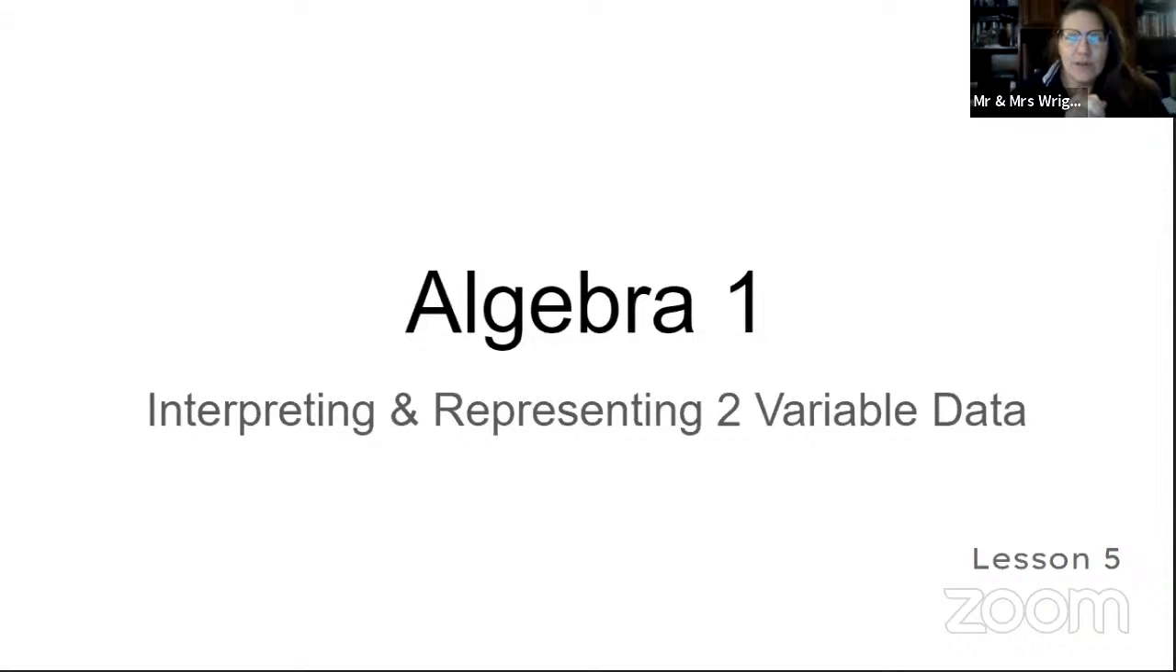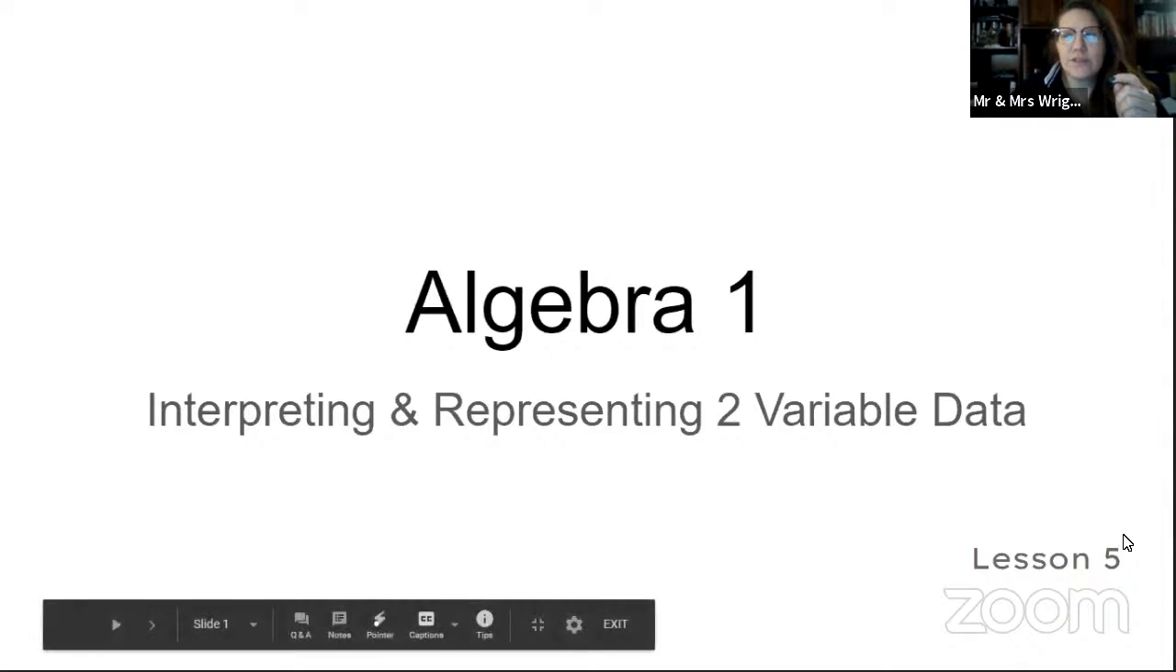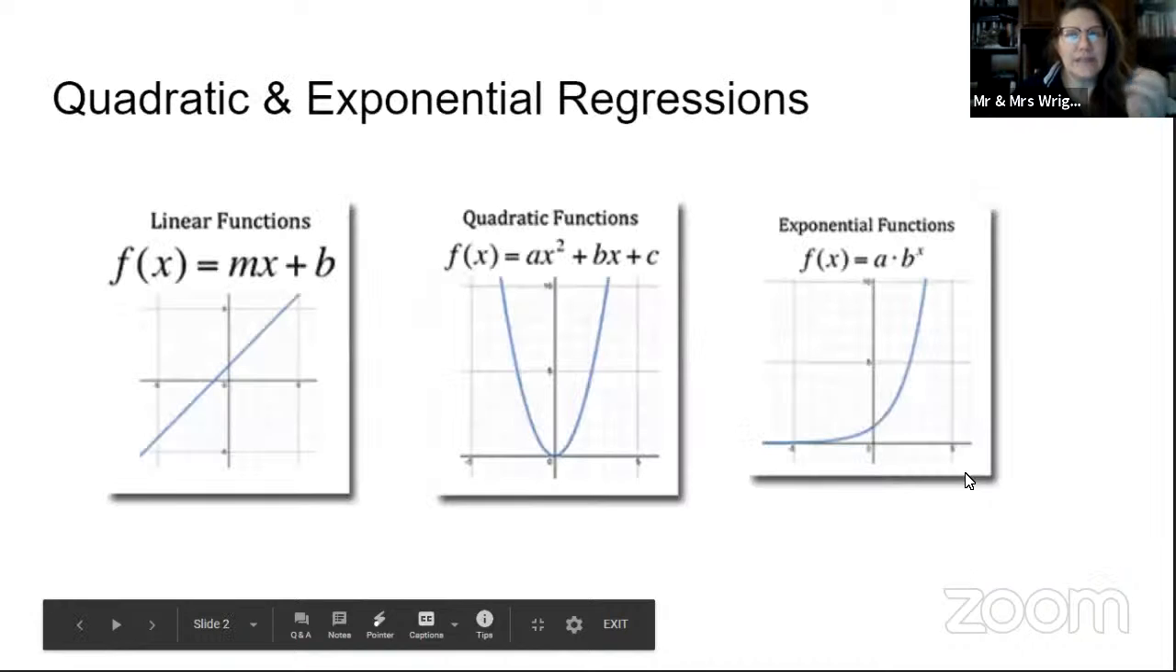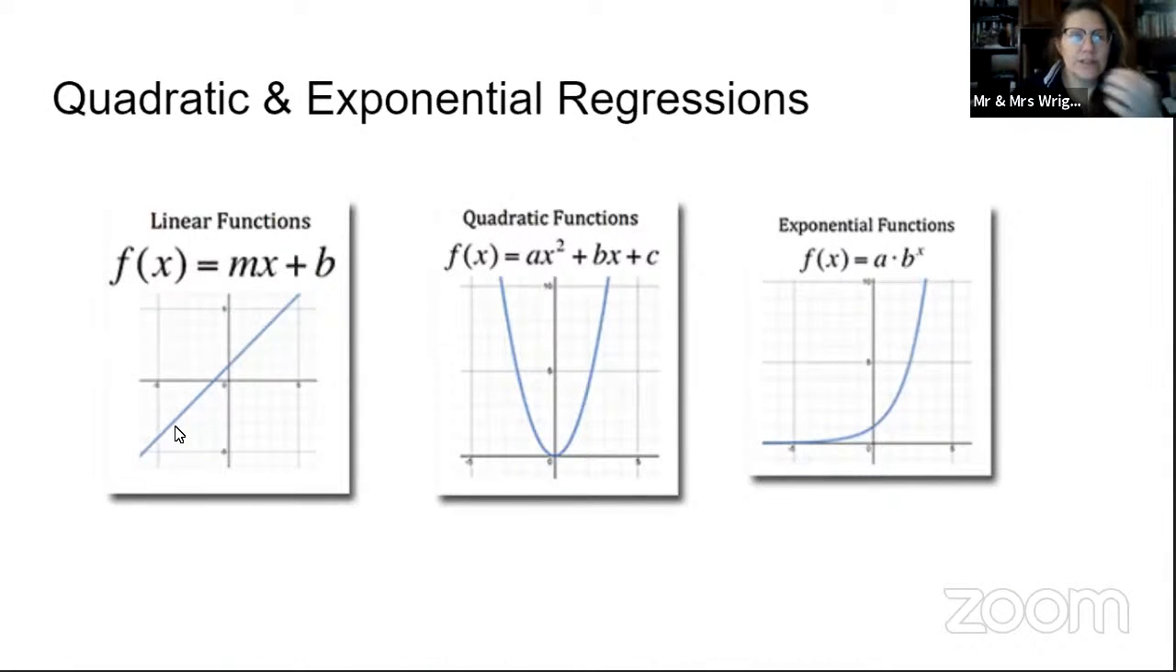Today we're going to continue on in our statistics unit, which is module 8b, the second half. Online they're also calling it unit 6b, and this is going to be page 5 of that unit, which is known to us as lesson 5, and it's about interpreting and representing two variable data. So in the last lesson, we got to learn about linear regression, or finding the best fit line.